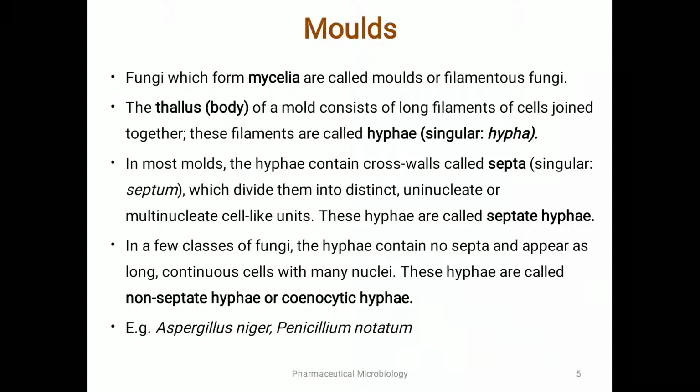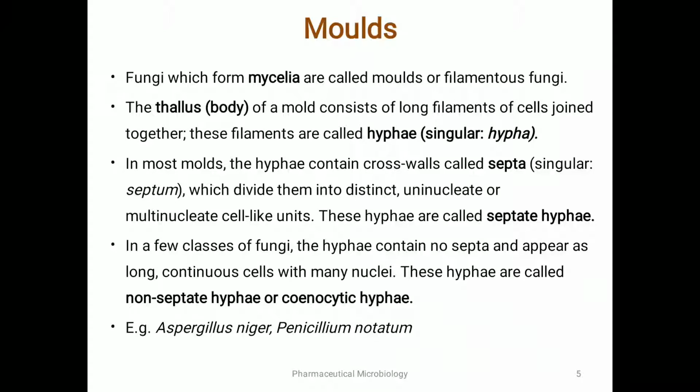These mycelia means filaments, longer filaments that occur during the growth of these molds. These filaments are called mycelia, and such fungi are known as molds or filamentous fungi. The body, which is called the thallus of a mold, consists of long filaments of cells joined together. These filaments are called hyphae. These filaments are mainly made up of different cells.